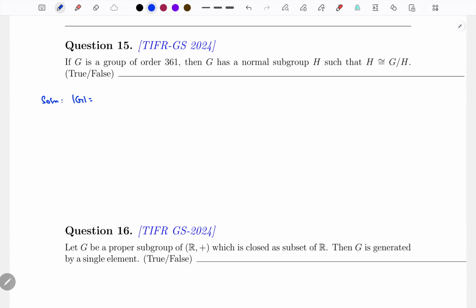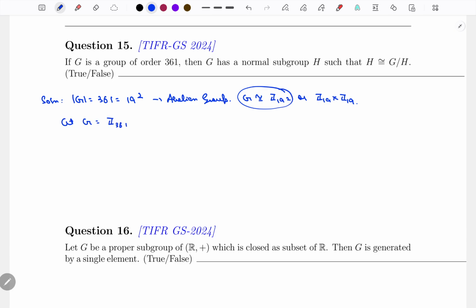So G has order 361, and 361 is, you should know, 19 squared, right? So it's a group of order p squared, so it's abelian. Therefore G is either isomorphic to Z19 squared or it's isomorphic to Z19 cross Z19. So let us work with one of these examples. Suppose I work with the cyclic group. So let G be exactly equal to Z361, and it's also a p-group. So I can choose, let H be, for example, the group Z19.